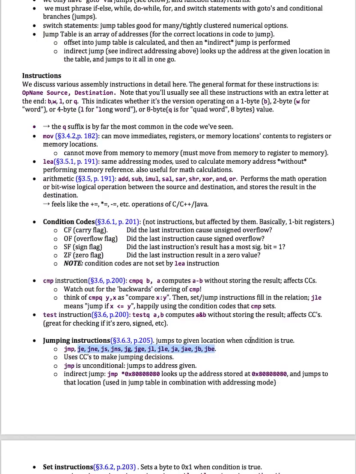Also, as you've seen in binary bombs, the indirect jumps using a jump table are shown as jmp followed by the address with an asterisk prefix.